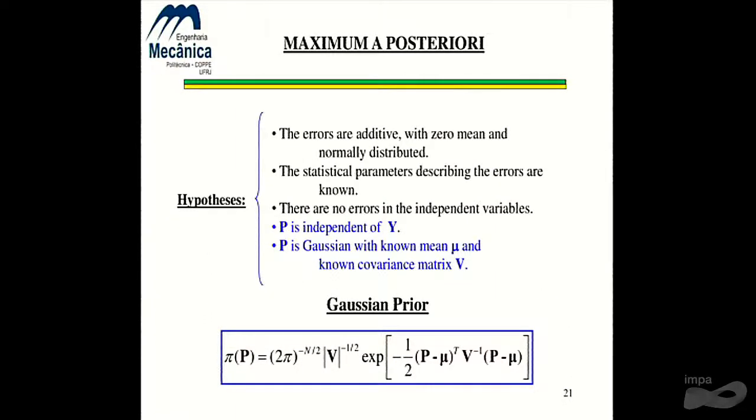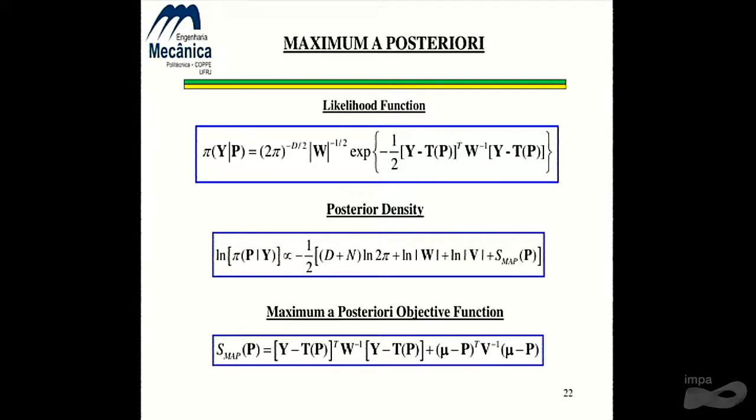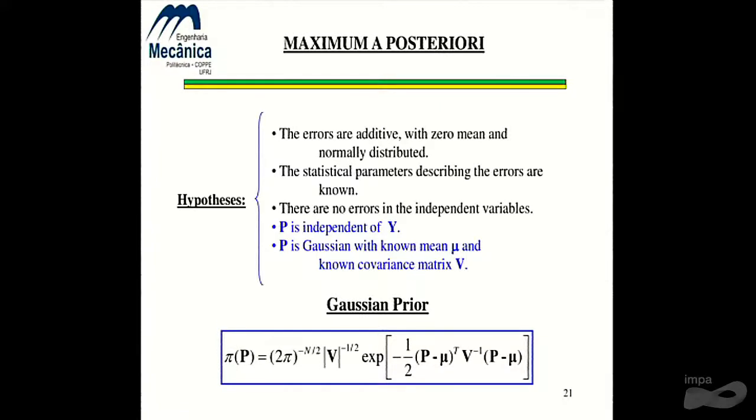One very simple example where the posterior is analytical: we make the same hypothesis as before, so that we can write the likelihood function in terms of this Gaussian distribution. But let's also assume that we can represent our parameters in terms of a Gaussian distribution that has some mean mu and some covariance matrix V. And how is that? You have some information about the parameters.